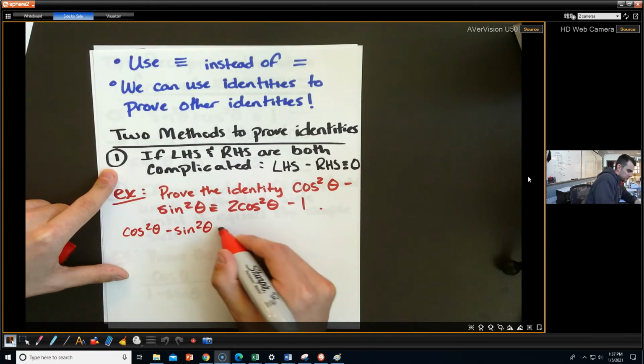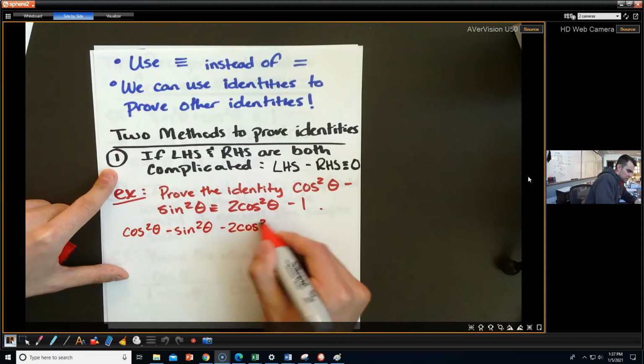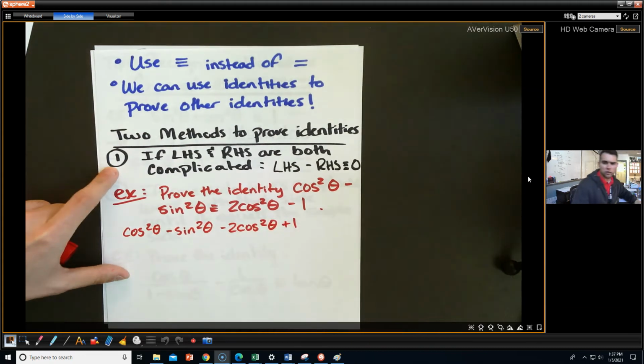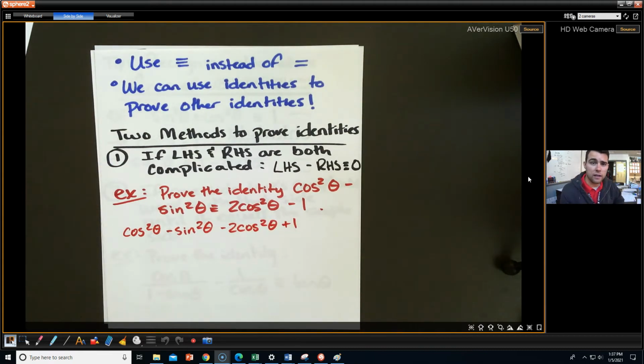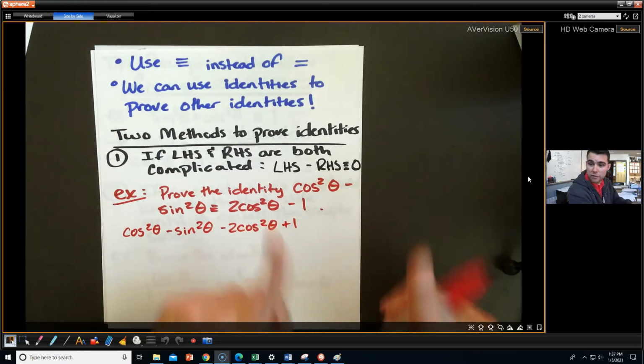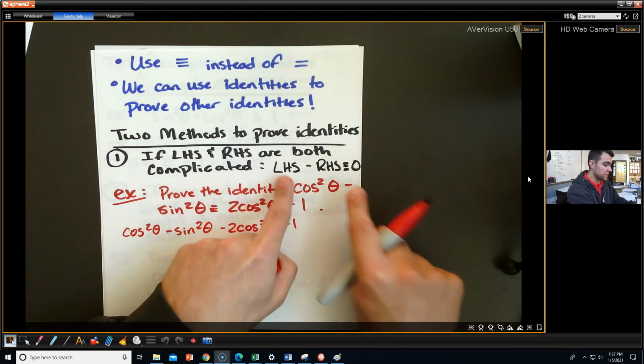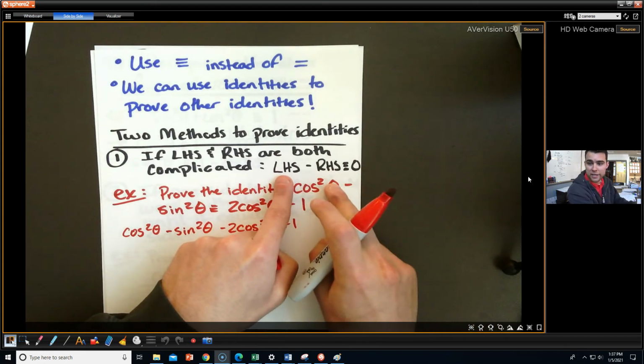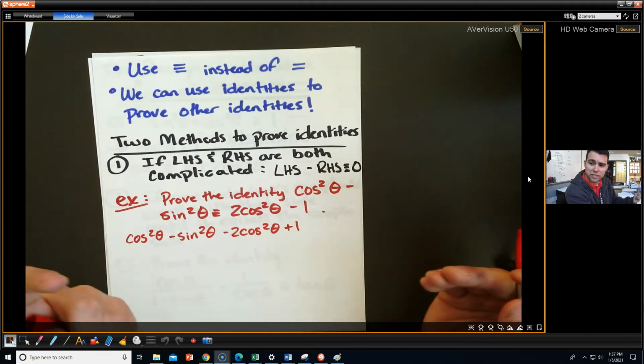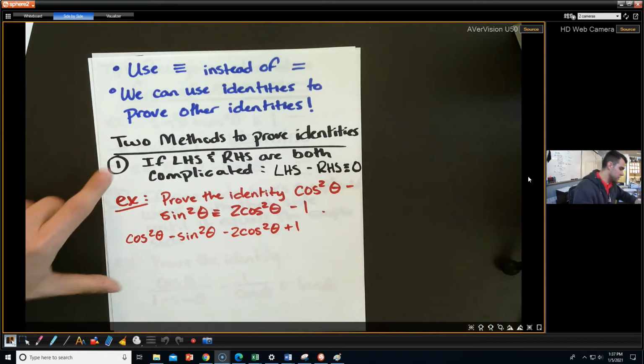My biggest tip for this is don't be afraid to get creative. Don't be afraid to try something different. Use the tools you're given, but these problems are designed to be open-ended, which is what makes them so difficult for students. So keep that in mind. Our goal is to either make both sides equal the same thing, or in this case, make the left minus the right-hand side equal to 0, because that would still prove that it's true.